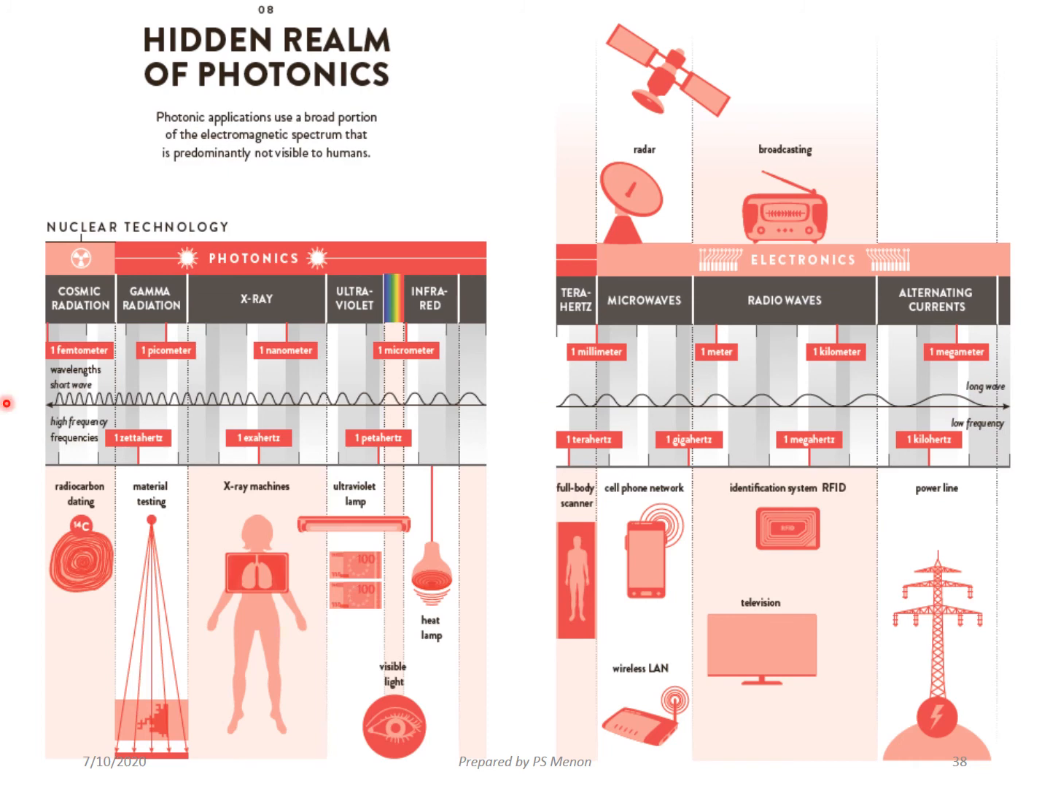So from shorter wavelengths to longer wavelengths, equivalent to high frequencies to low frequencies over here. Microwaves are also used for radar, and radio waves are also used for broadcasting. So you can see the application of photonics is over here, and electronics are mainly over here. And this is for nuclear technology.